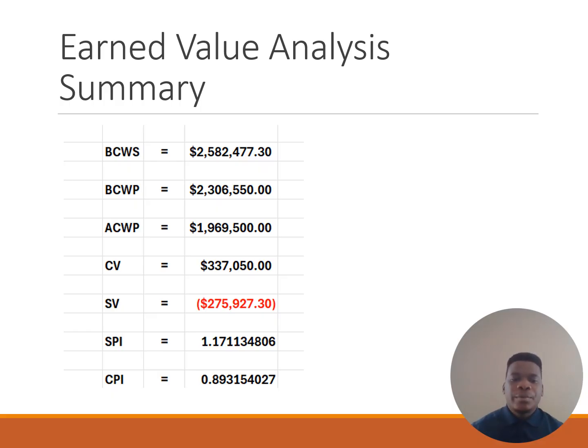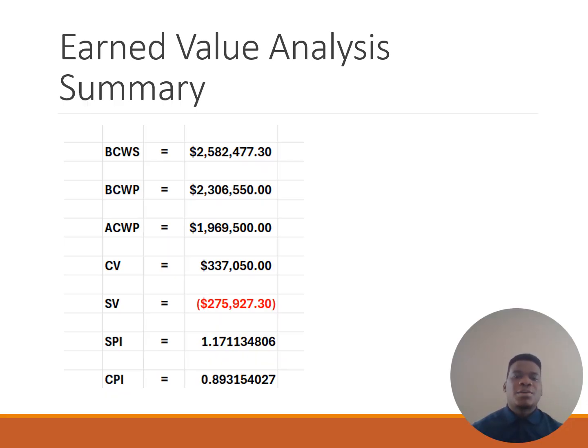So finally, we have the earned value analysis. In this slide, I've just summarized the earned value analysis as of October 30, 2026. As we can see, the budgeted cost of work scheduled, or planned value, is approximately 2.58 million. The budgeted cost of work performed, or earned value, is $2.31 million, and the actual cost is about $1.97 million.